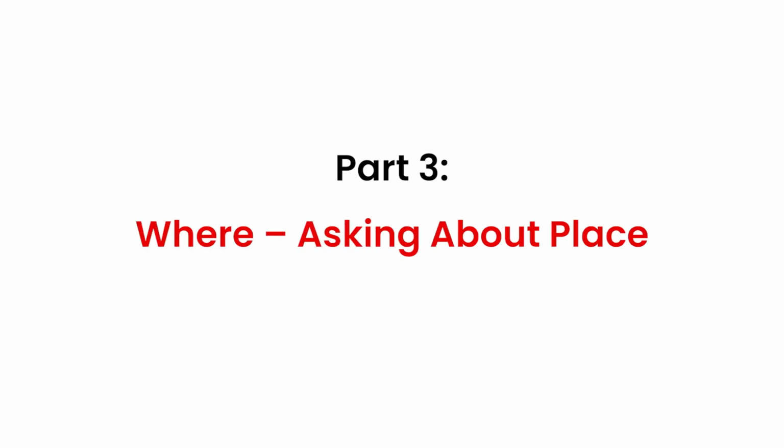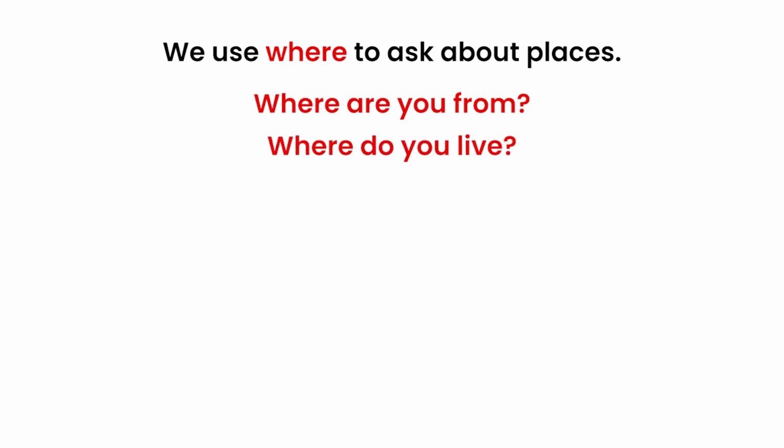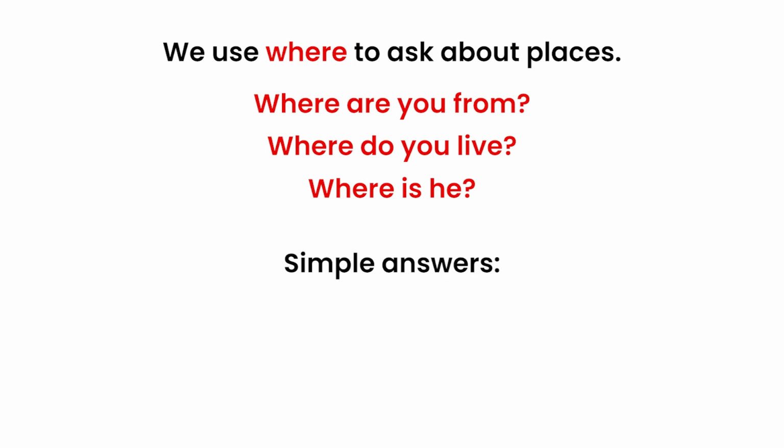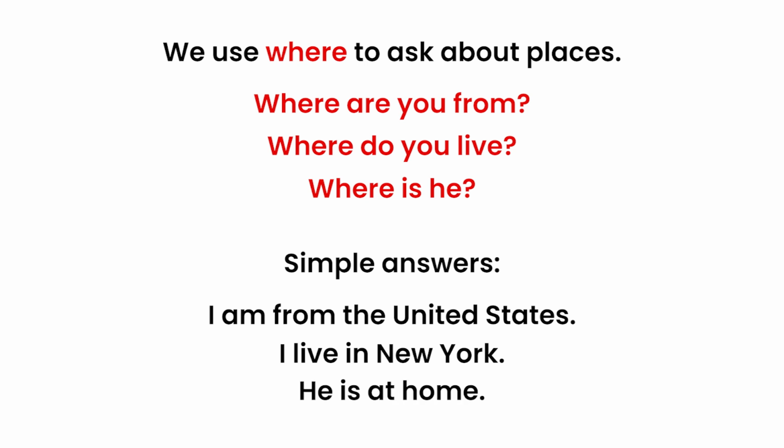Part 3. Where? Asking about place. We use where to ask about places. Where are you from? Where do you live? Where is he? Simple answers. I am from the United States. I live in New York. He is at home.